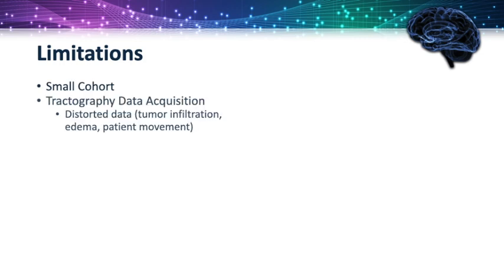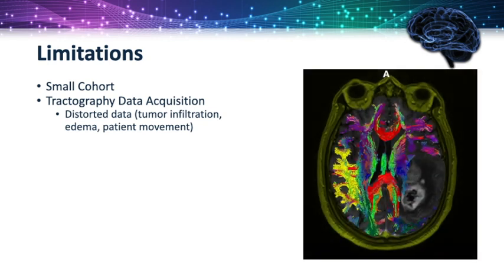Obviously, there's a lot of limitations with tractography in general, and certainly extracting data for the quantitative component we have, which is in the early stages of our study, in a small cohort. With tractography data acquisition, there's a lot of issues with just the acquisition of the data that can make it unreliable at times. Things such as edema or tumor infiltration can often, as you can see, knock out some of the white matter tracts, making it difficult to assess and visualize those white matter tracts.